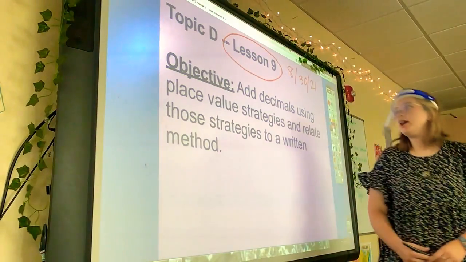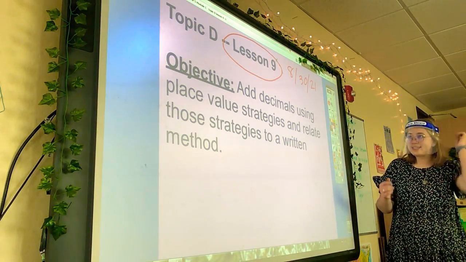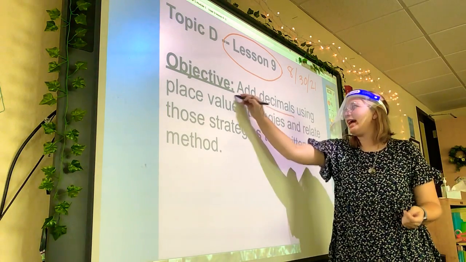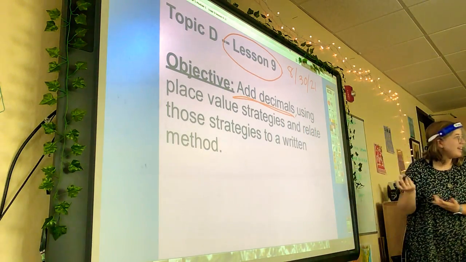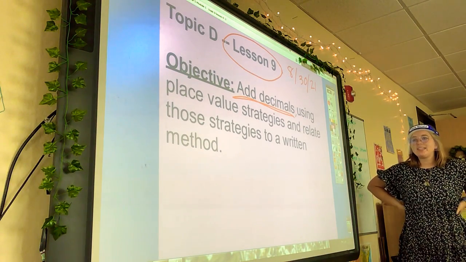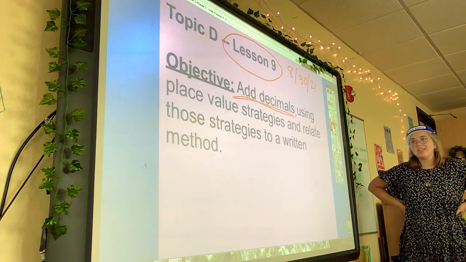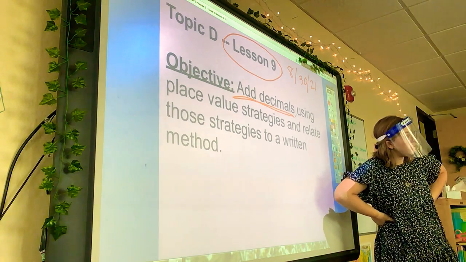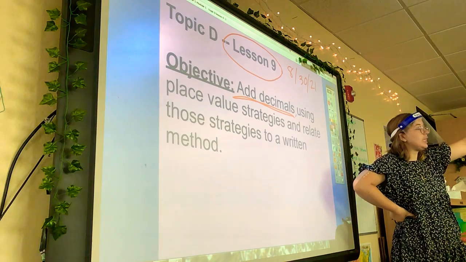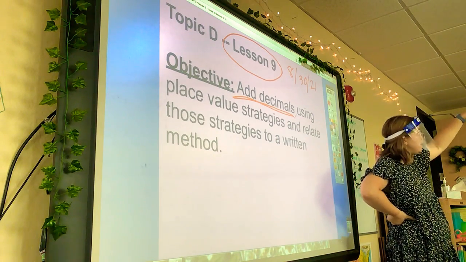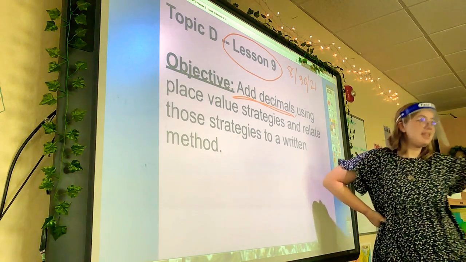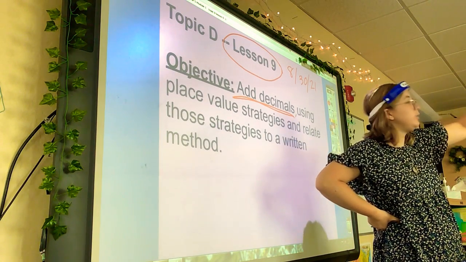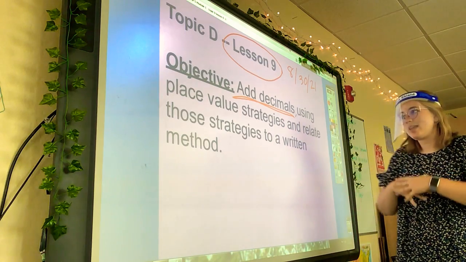Okay, so our objective is we are going to add decimals, okay? Woohoo! Adding decimals, that's the big thing today, okay? What are we doing? Adding decimals! Good. Adding decimals using place value strategies and relate those strategies to a written method. So in other words, we're going to be using place value chart language, okay? So like tenths, thousandths, 10,000, millions, whatever it is, right? We're using place value language to add decimals, okay?